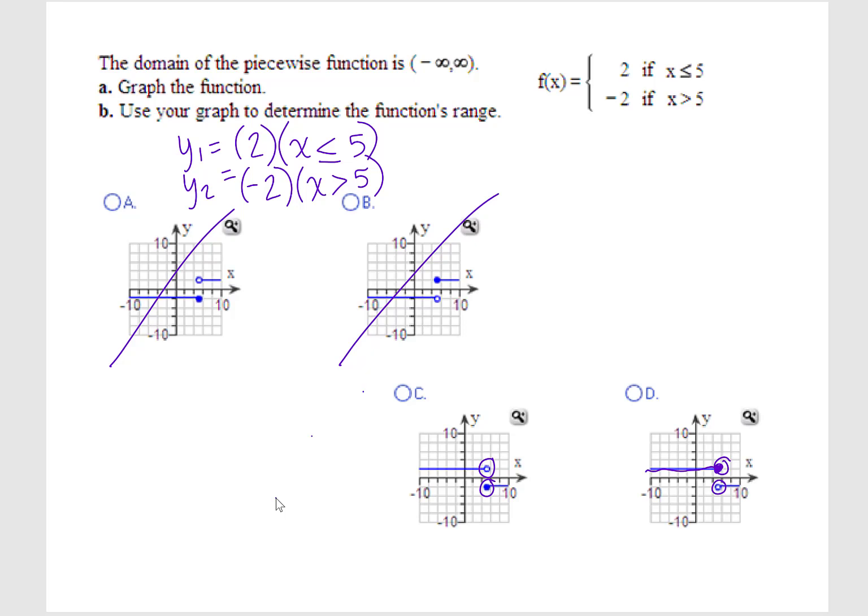So let's look back at our function. When x is 5, it should be 2. Our output should be 2. Our answer would be D.